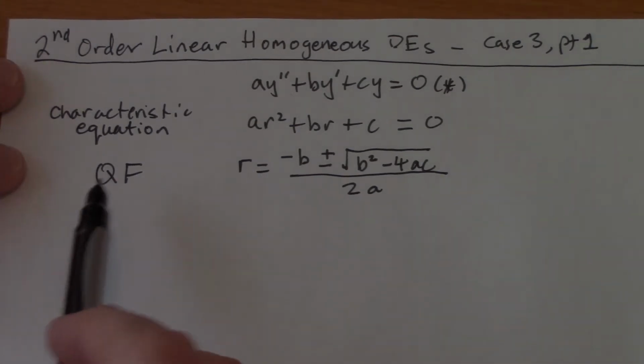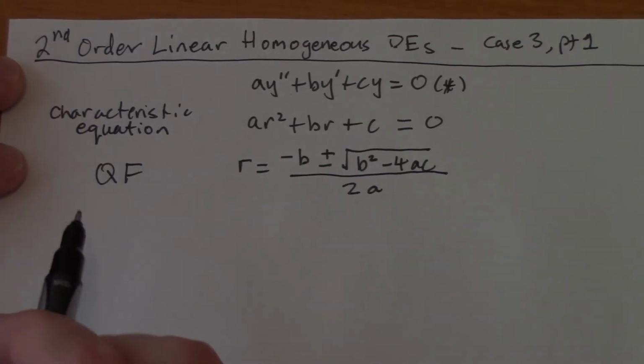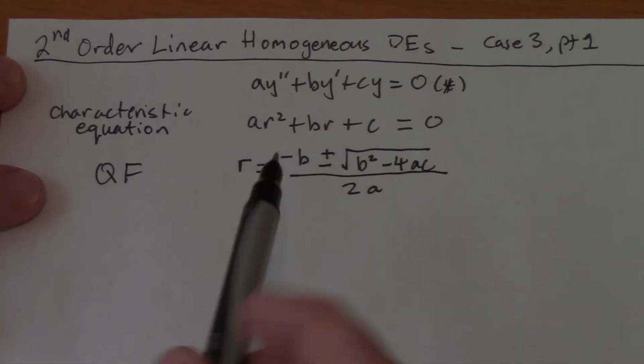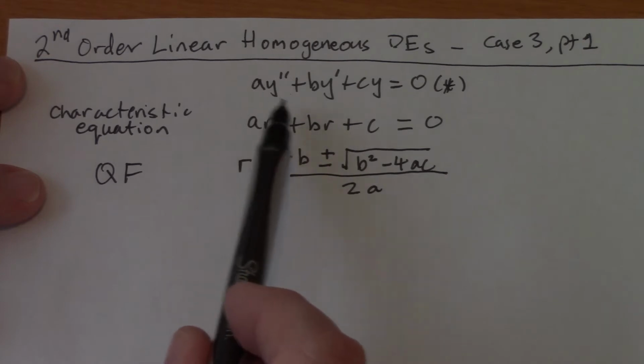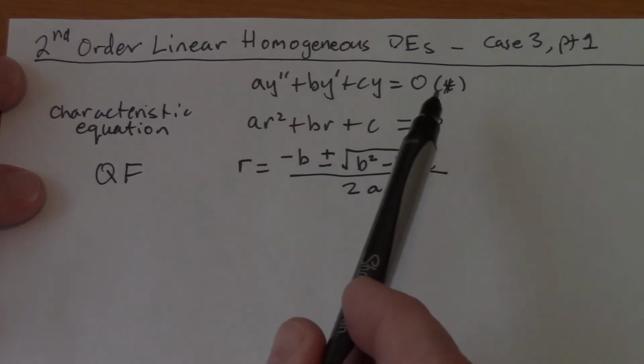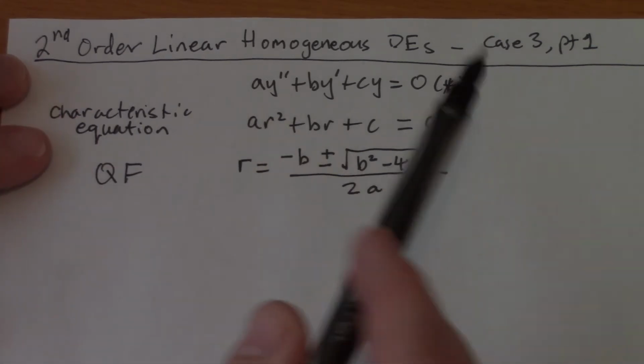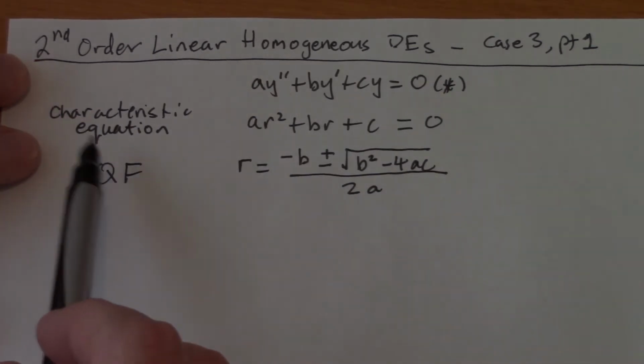Alright, so in this video, this is going to be the second order linear homogeneous differential equations. Case 3, I have to break this into a couple parts, so this is part 1. So of course we have ay double prime plus by prime plus cy equals 0, which is star. That's our generic homogeneous differential equation, second order.